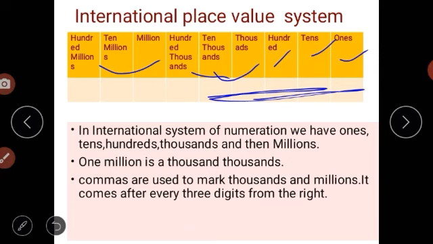So here 1 million is equal to 1,000 thousands, and we use commas here to mark thousands and millions values. And here we have to note that commas come after every 3 digits, and from which side do we have to count the digits? From the right side. So from the right side we have to count the digits, and commas come after every 3 digits. So we have to note this down.